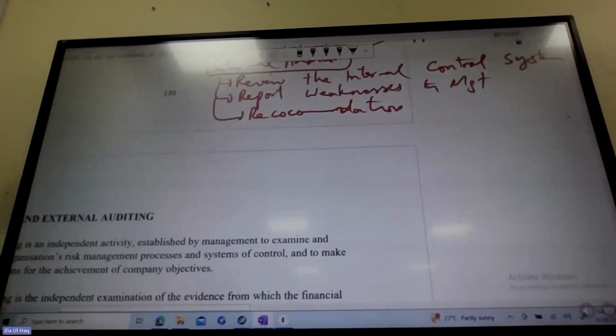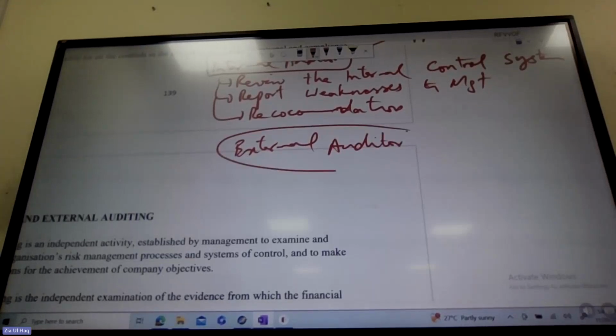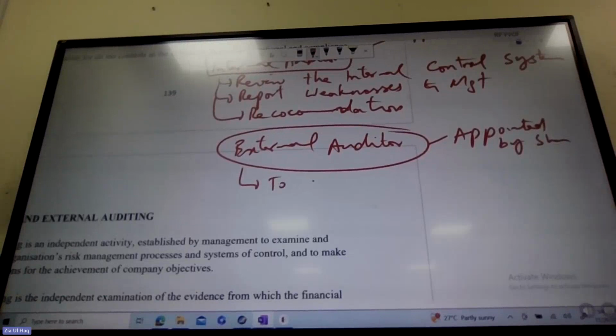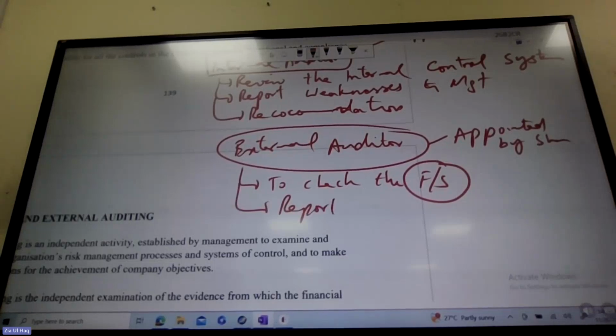There is another auditor called the external auditor. Who is that? The external auditor is a third party who is appointed by shareholders. Why? To check the financial statements. And he is not an employee of the organization. He's a third party. Where is he coming from? Any audit firm. His work is to check the financial statements and report on whether the financial statements are true and fair or not.